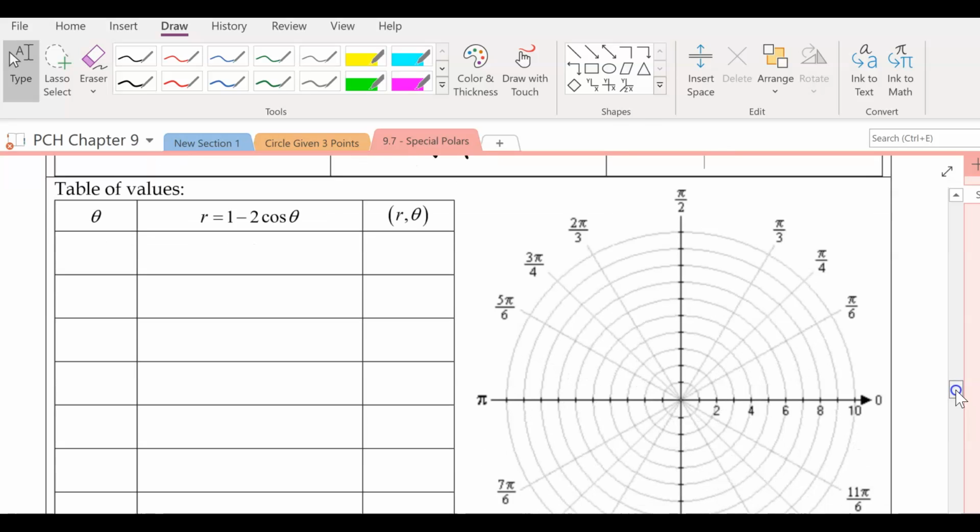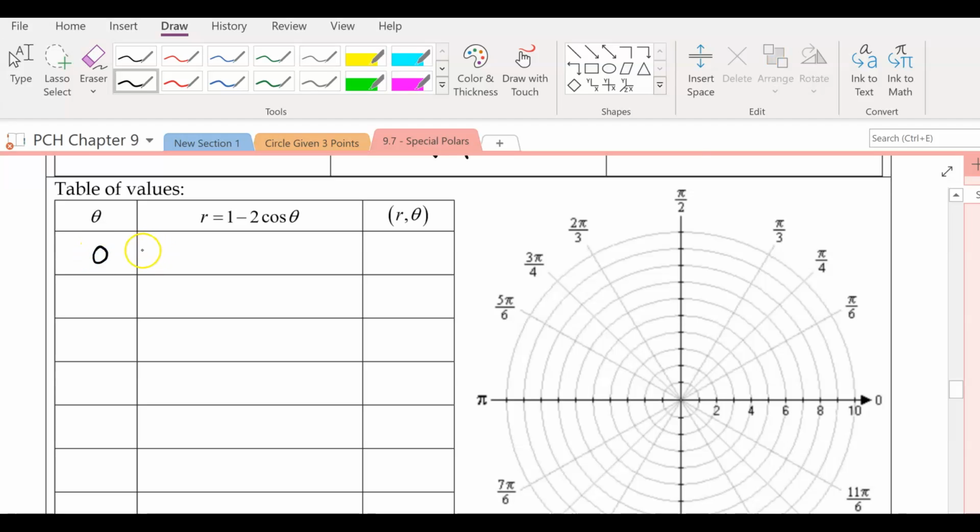Now, since it has symmetry with respect to the polar axis, if we just graph values from 0 to pi, whatever values we get for those, we can just reflect over the polar axis to get the other values. If you have a non-graphing calculator, you'll be able to use that. Otherwise, I'm going to give you some of the more common decimal values for roots.